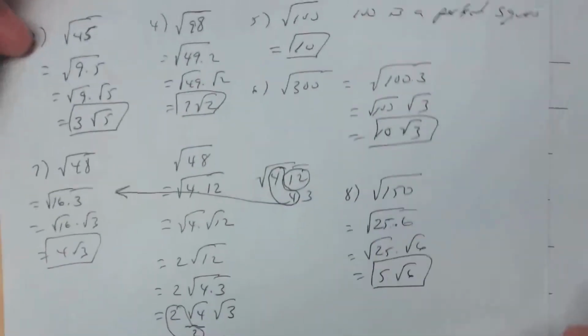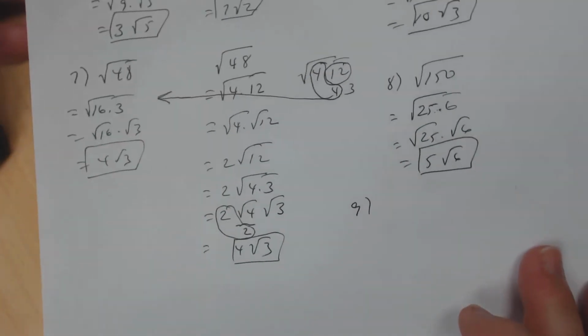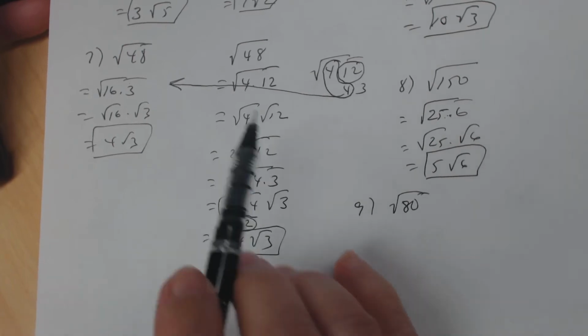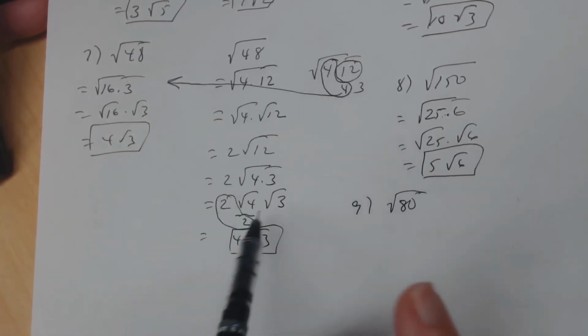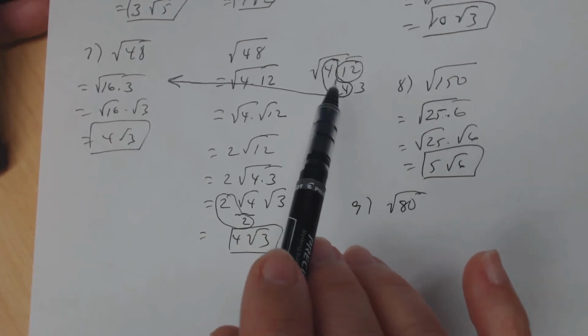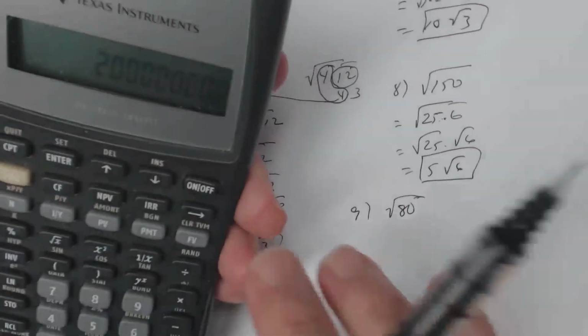Okay, number 9, you have the square root of 80. Again, use the largest perfect square. If you don't use the largest, use this idea here. You can go through all these steps, but try to use this idea to find the largest. So let's see. I'm going to use the calculator to show you.